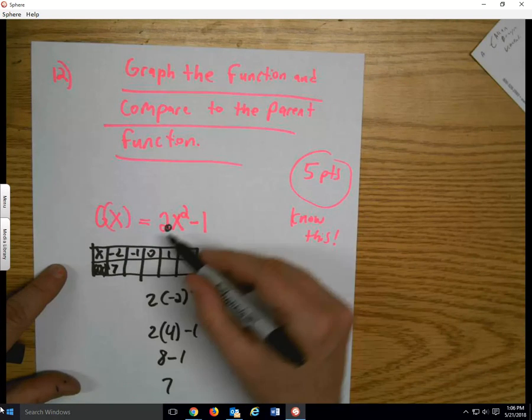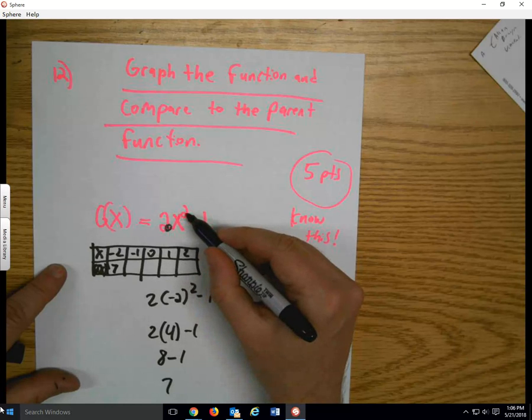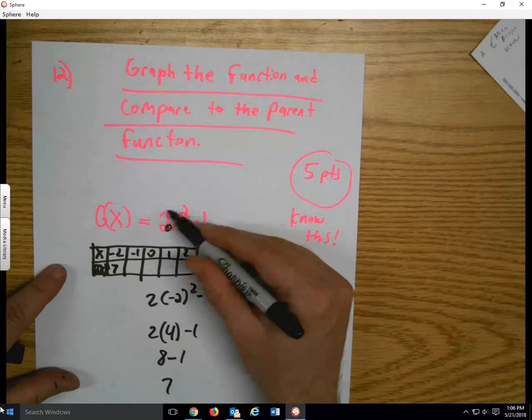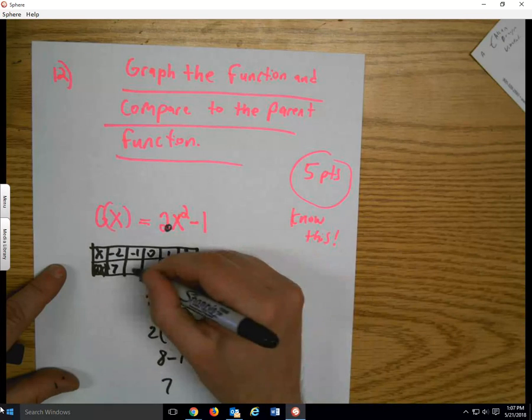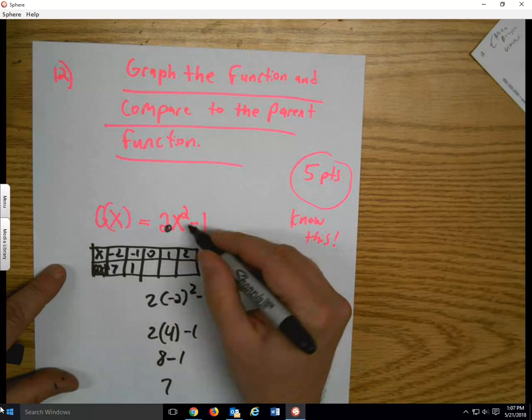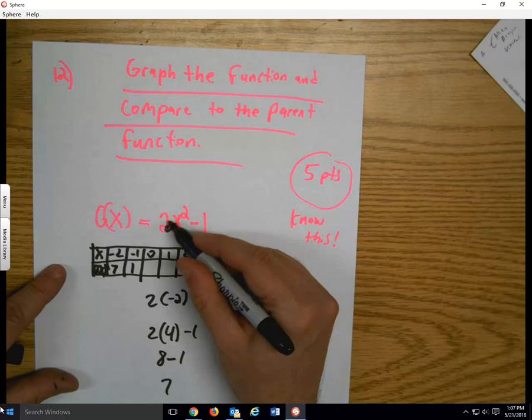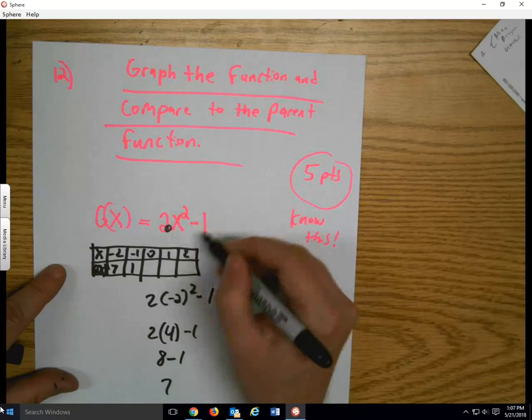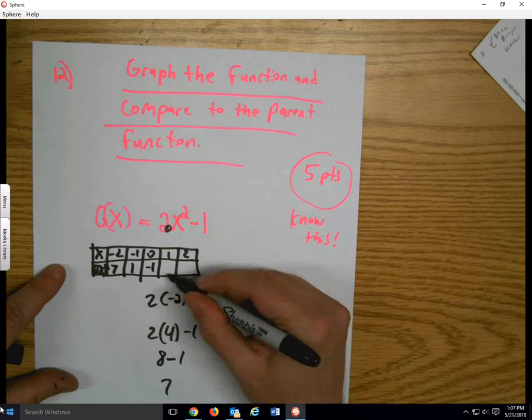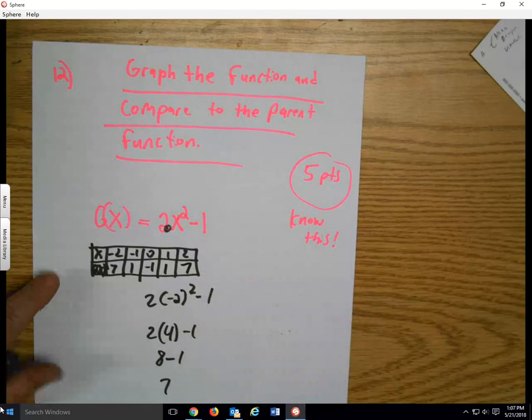If I do a negative 1, you square it. A negative 1 times a negative 1 is a positive 1. Then you times it. 1 times 2 is 2. Then you subtract. 2 take away 1 is 1. If you put a 0 in, 0 times 0 is 0. 0 times 2 is 0. 0 take away 1 is a negative 1. It's symmetric, right? So these numbers are going to be the same.